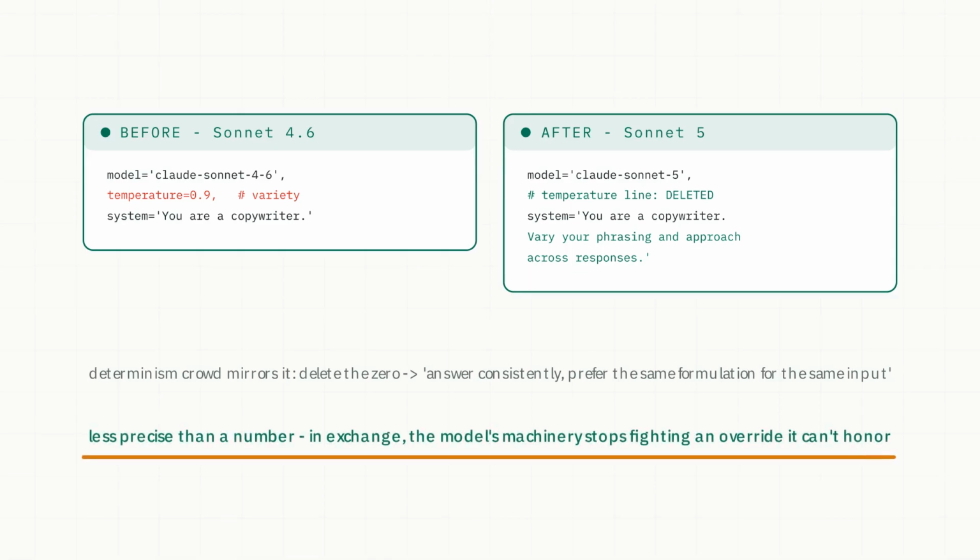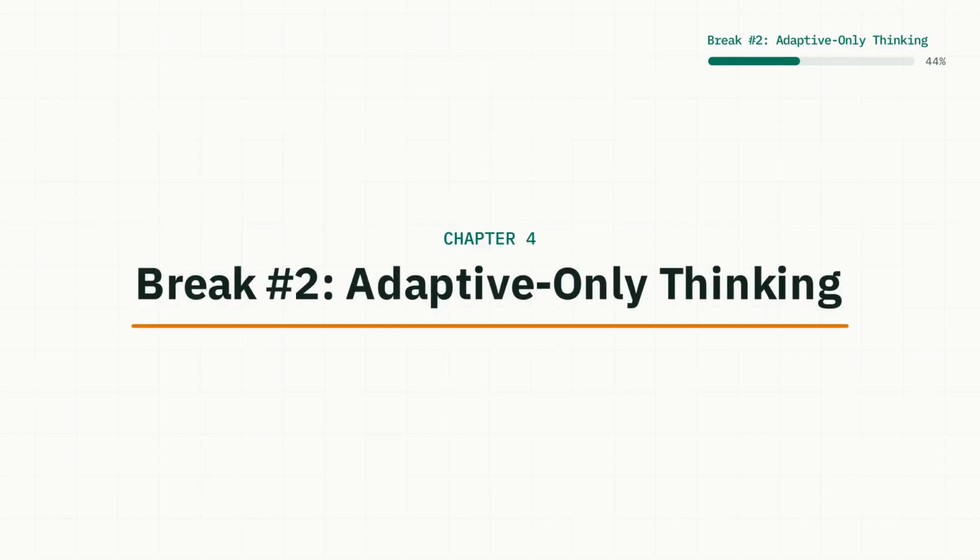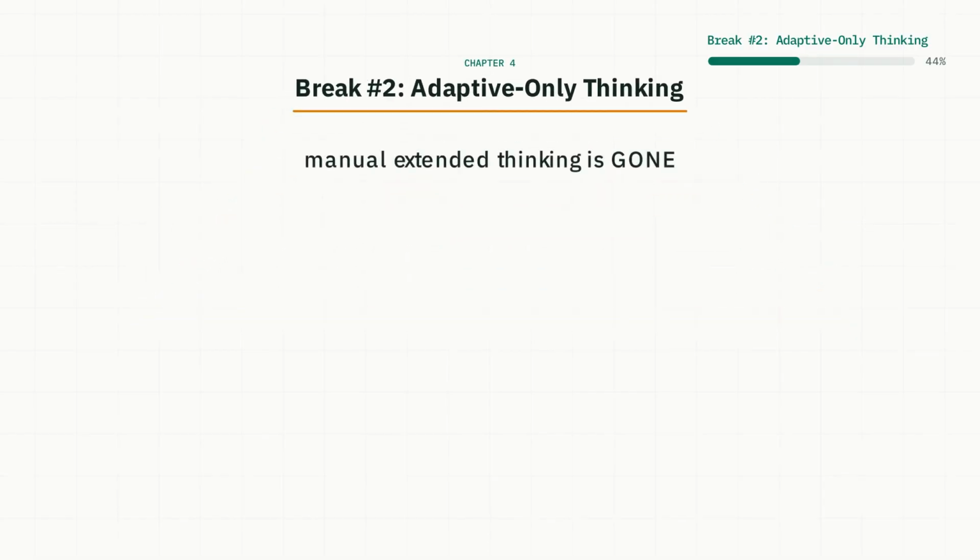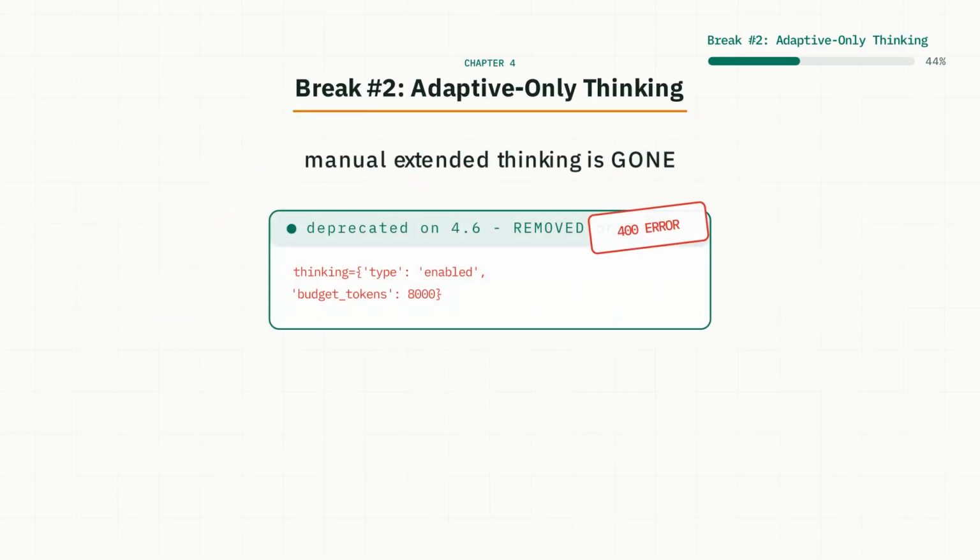It feels less precise than a number, and in exchange, the model's own reasoning machinery stops fighting an external override it can no longer honor. Chapter 3, Breaking Change 2: Manual Extended Thinking is gone. If your code enables thinking with an explicit token budget, the syntax that was already deprecated on Sonnet 4.6, Sonnet 5 removes it entirely. 400 error.